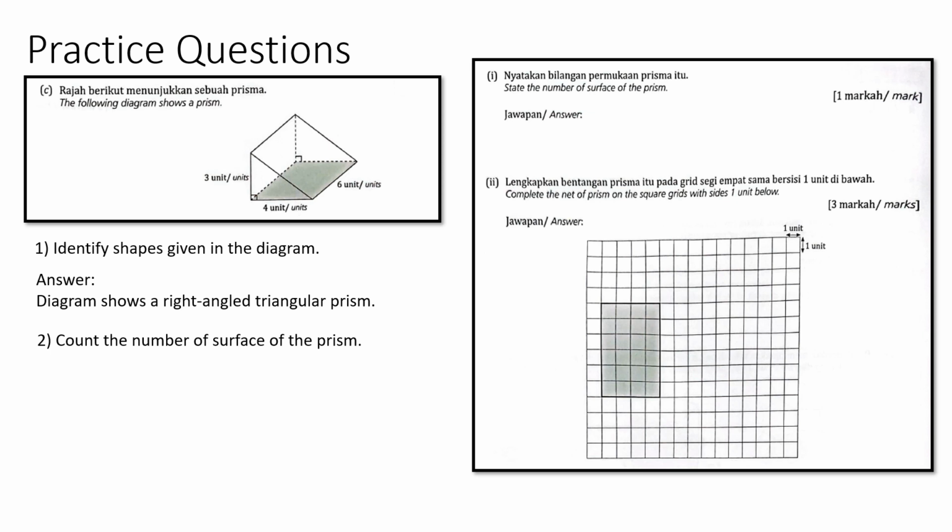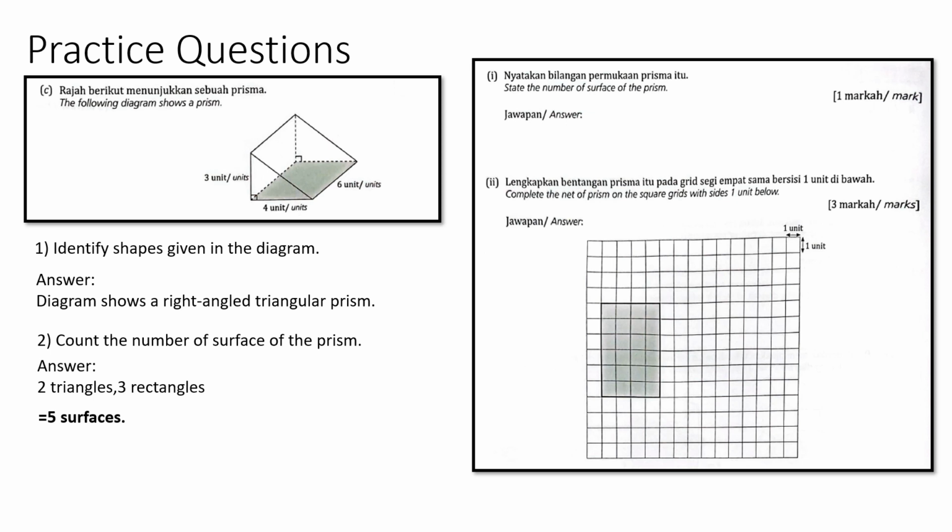So how to calculate the number of surfaces? It's very easy. Over here you have two triangles, okay, two right angle triangles and then three rectangles. So your total surfaces will be 5 surfaces. Okay, this will be our answer for the first question. The number of surfaces of the prism is just 5.